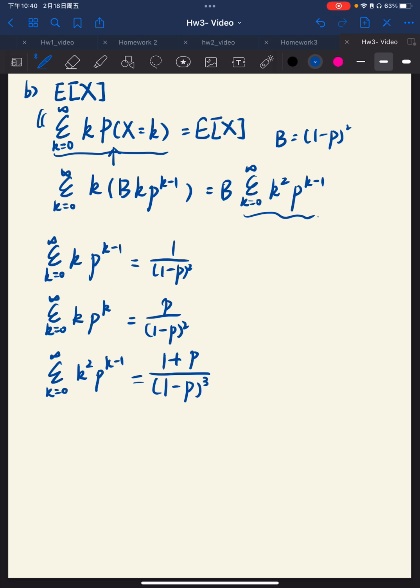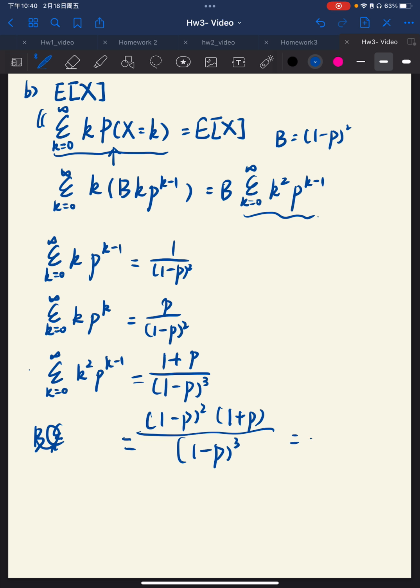And then we substitute b here. We multiply b on both sides, which is (1 minus p) squared times (1 plus p) over (1 minus p) to the power of 3, which is (1 plus p) over (1 minus p).